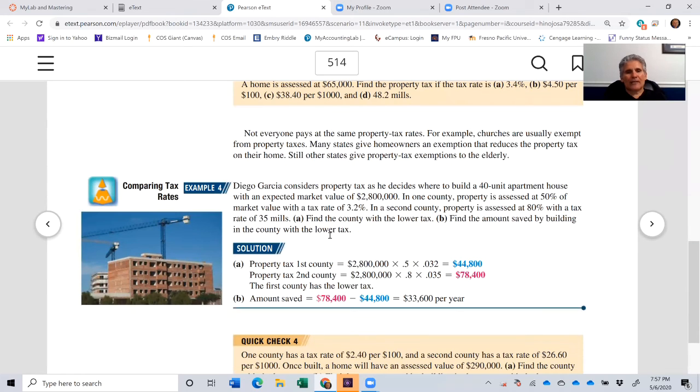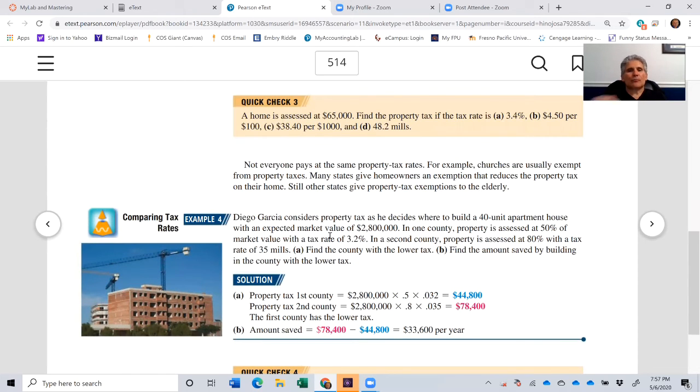Let's take a look at Diego Garcia. He's considering property tax as he decides where to build a 40-unit apartment house with an expected market value of $2,800,000. One county property is assessed at 50% of the market value with a tax rate of 3.2%. The second county property is assessed at 80% with a tax rate of 35 mils. Okay, so we just have two that we have to analyze.